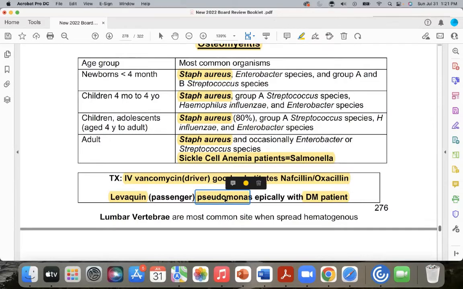Pseudomonas. So does everybody see about who the driver is and who the passenger is? So who's your driver? Staph. Who's in the back seat? Well, if it's a diabetic, it could be Pseudomonas. I got sickle cell. What's back there? Could be Salmonella. Exactly. So what do you do? Well, if I got staph, I'm going to give the Vanco. Good call. And if he's sickle cell and Salmonella, you'll see that Salmonella works well with the fluoroquinolones. Or if I'm a diabetic and I'm worried about Pseudomonas, fluoroquinolones.